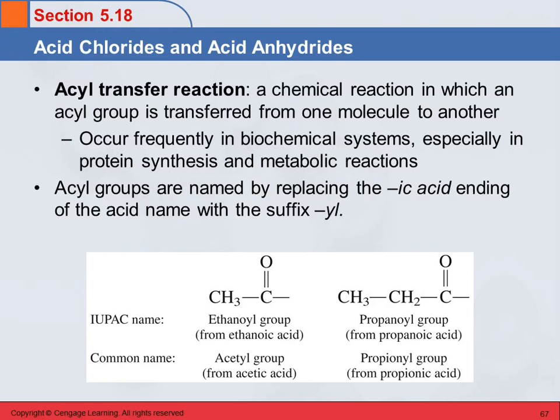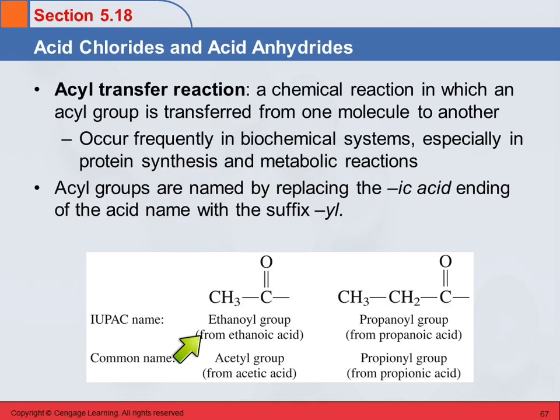Acyl groups are named based on the acid name, and we just get rid of ic acid and use the suffix yl. So this came from acetic acid, so this is the acetyl group. So that could be attached to something else. An acyl transfer reaction could attach this to something else. The IUPAC name, this is ethanoic acid, and so this is ethanoyl, an ethanoyl group.